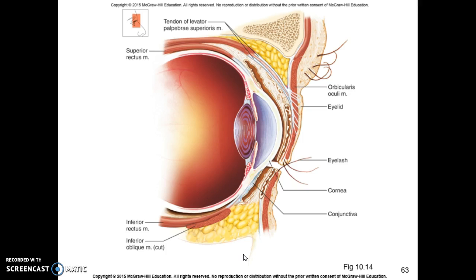So here is your eyelid from the side. Okay, you can see that. And the conjunctiva is this little stuff that goes right here, and it sort of stops right here, and then it lines the inside of the eyelids. Okay, so it lines the inside of the eyelids, and stops where the eye kind of comes out.